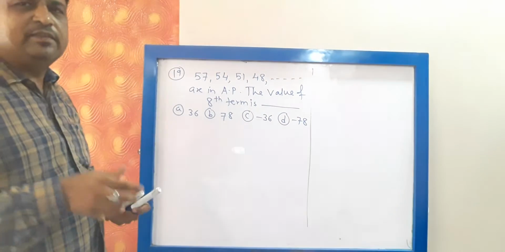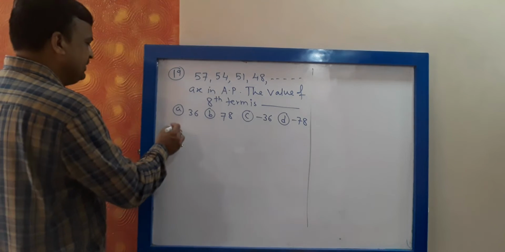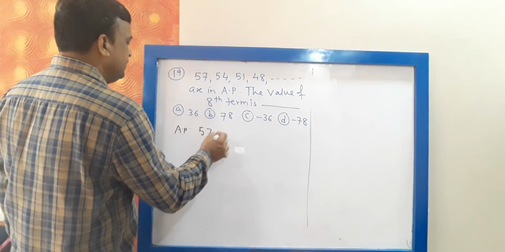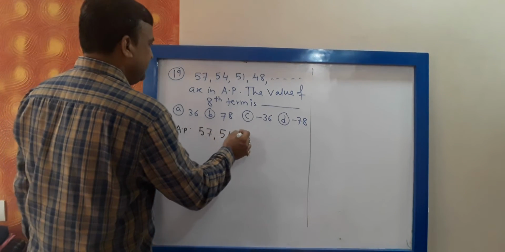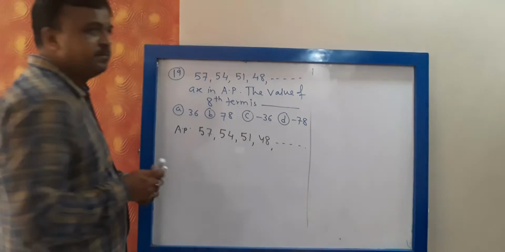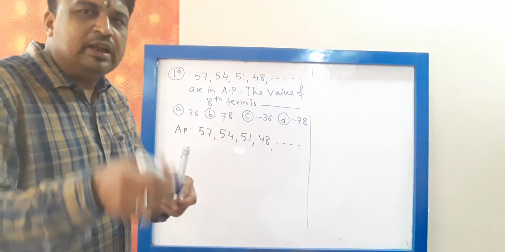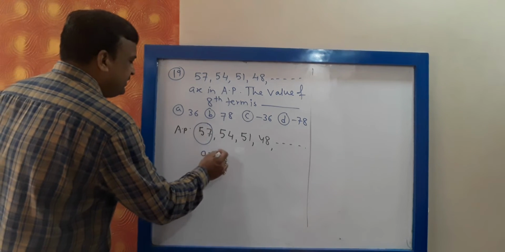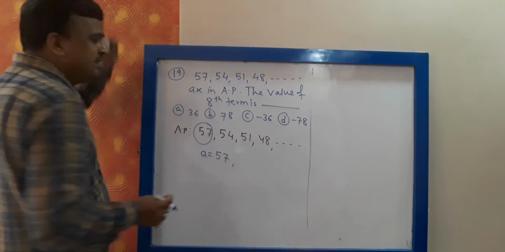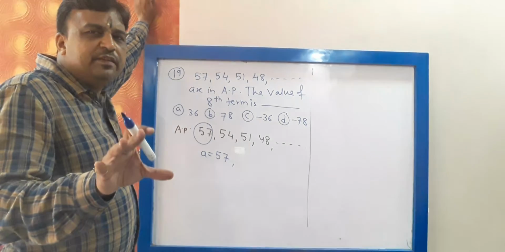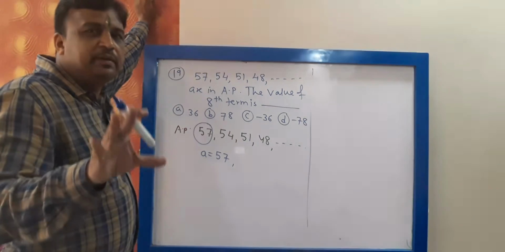Yes. So let us solve this. You are given an AP. What is that AP? 57, 54, 51, 48. To the given AP, the first term A is 57. And since it is an AP, the common difference D must remain the same.